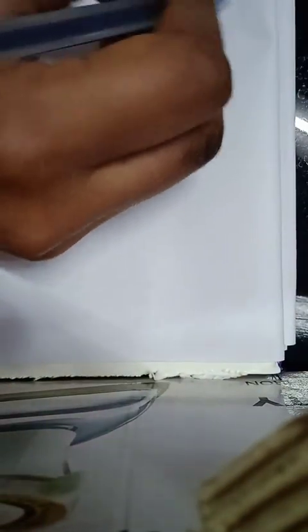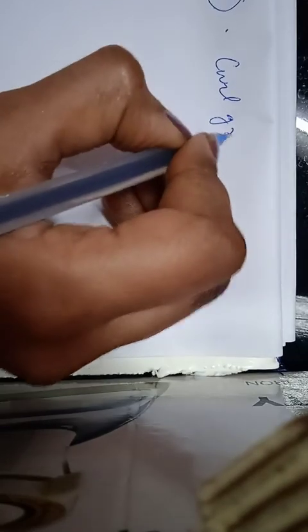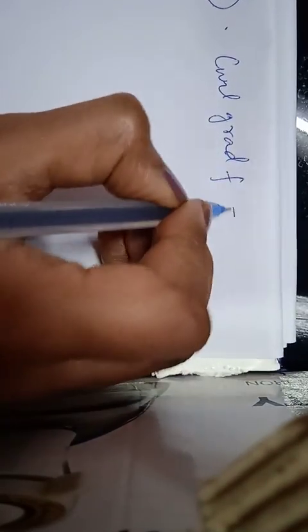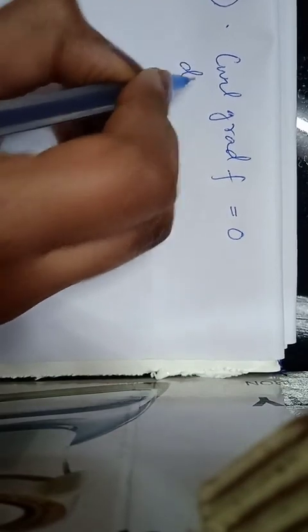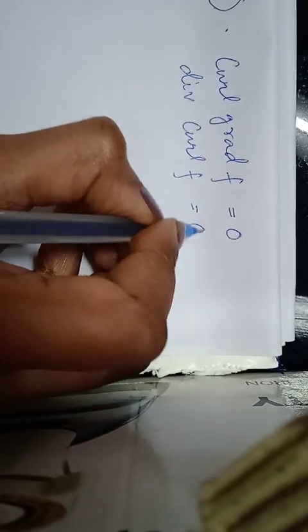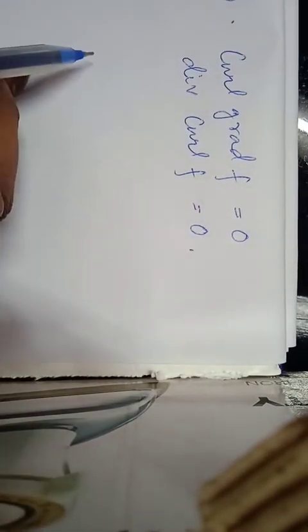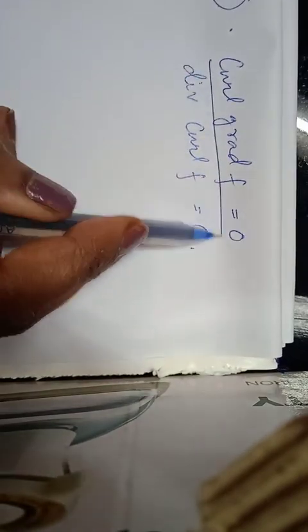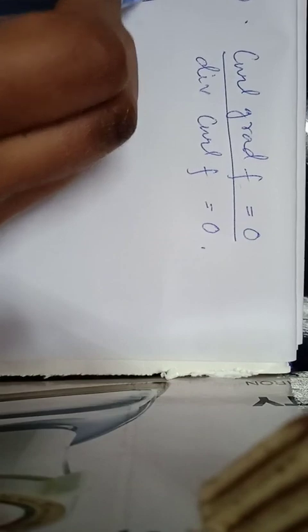Next, property number 4 says that curl of grad F equals 0, and another one is divergence of curl F equals 0. Prove it, for any function f. So let's try to prove the first one, curl of grad F, starting with the LHS obviously.